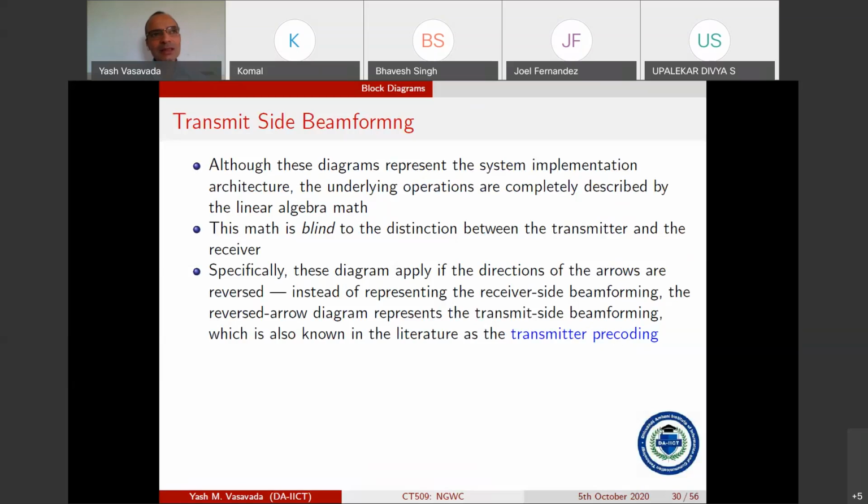If you don't know that, then you might think, oh my God, this precoding is something totally new. I don't know what it is. It's confusing and all that. But actually, it's just a fancy word of saying that it is the transmitter which is doing beamforming.